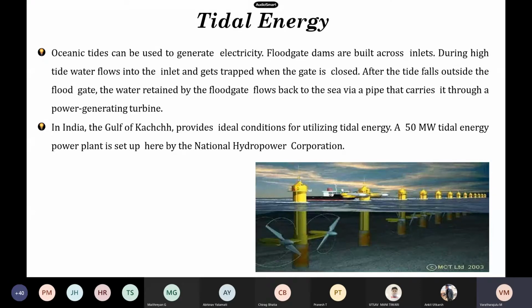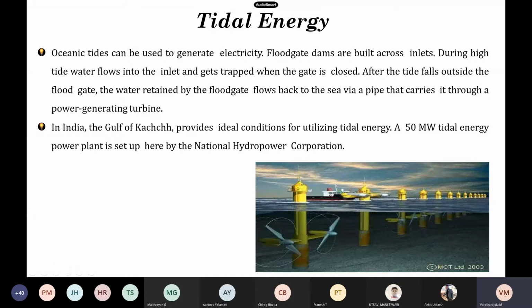There are plenty of scopes available, it might be a growing field. See here, only very little research is going on, and we are facing struggles with tidal energy. If you are interested, you go ahead with tidal energy. See here, some pictorial representation is given, and we are trying to utilize this tidal energy with the aid of the turbine.